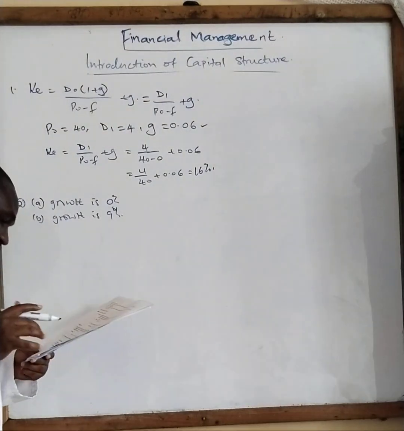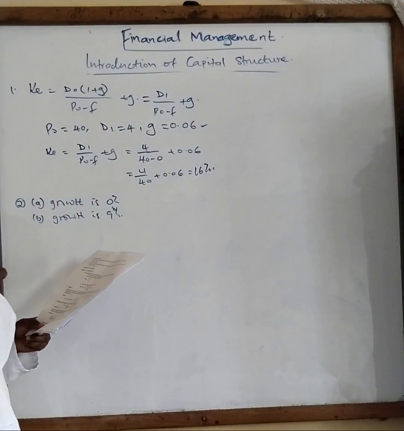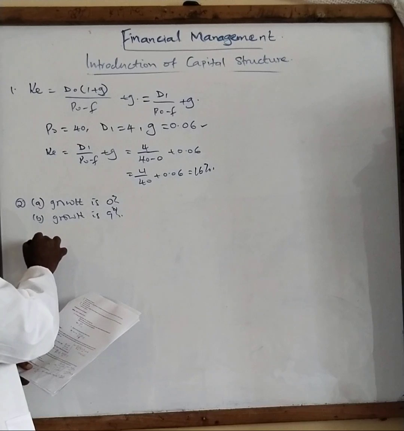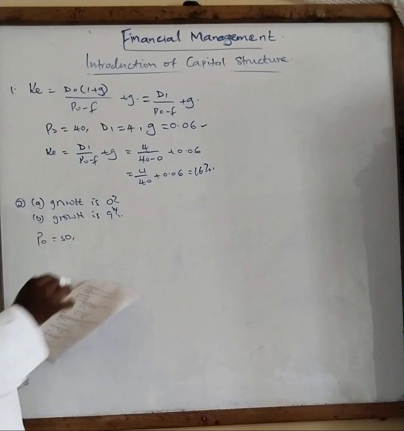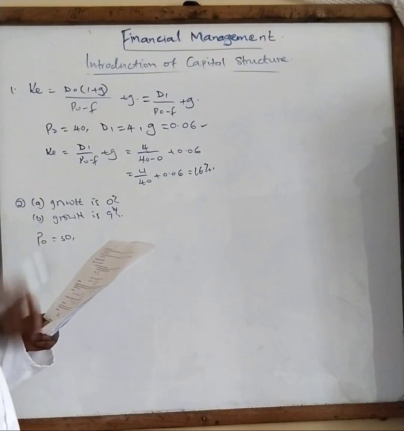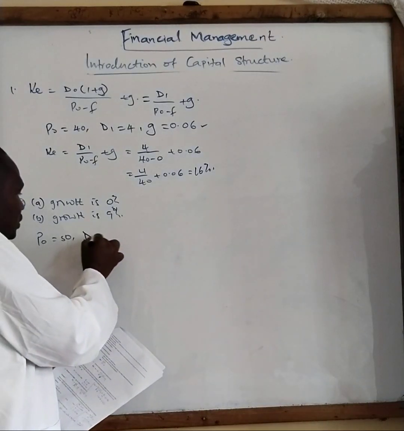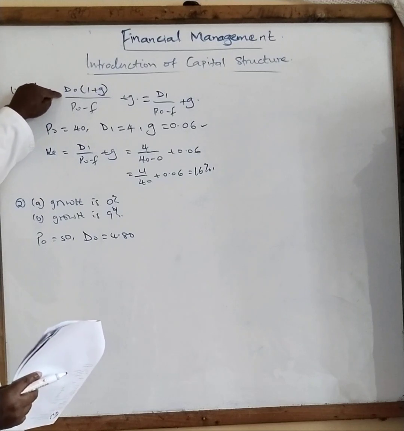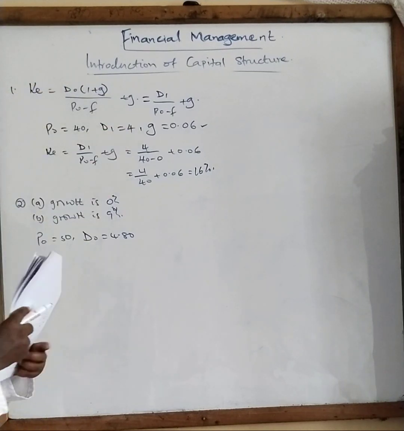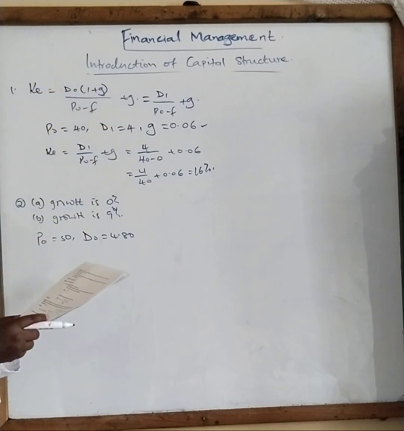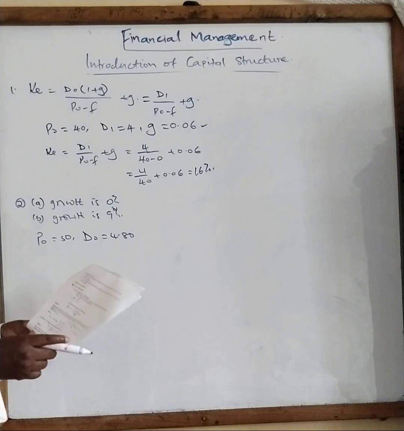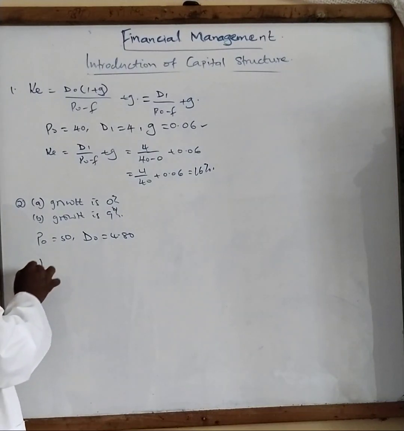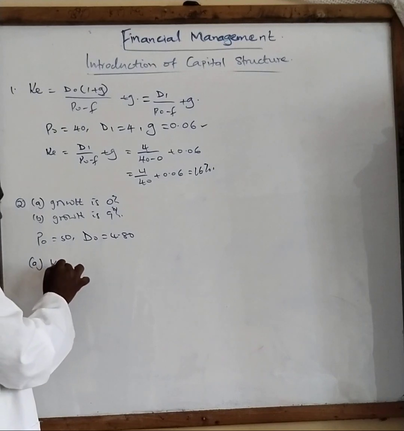Now we extract information. Market price P0 is 50. Then last year's dividend, which means D0, is equal to 4.8, which means it will grow now. We will use the first part of the formula, not the last part of the formula. Then compute the cost of the retained earnings.